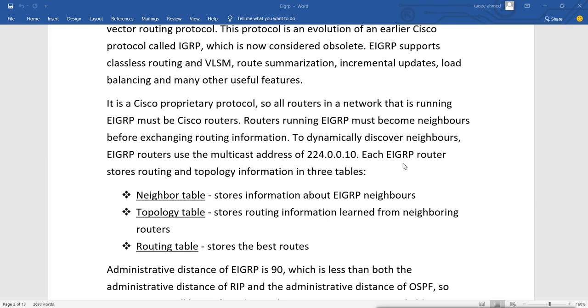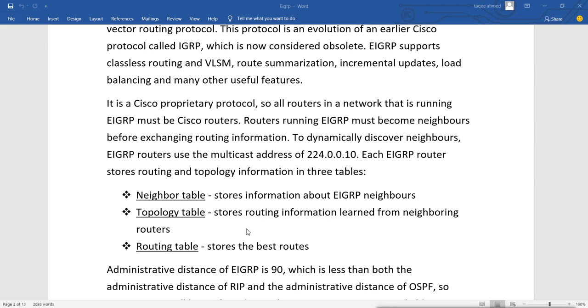Now each EIGRP router stores routing and topology information in 3 tables. Now in EIGRP we have 3 tables. In RIP we have only 1 table, that is the routing table. In OSPF we have 2 tables, neighbor table and routing table. We saw the routing table by using the show ip route command, and the neighbor table by using the show ip ospf neighbors command. It shows the neighbor information.